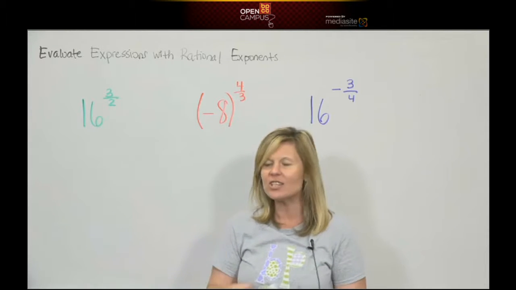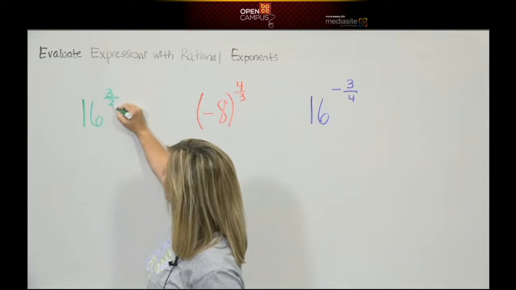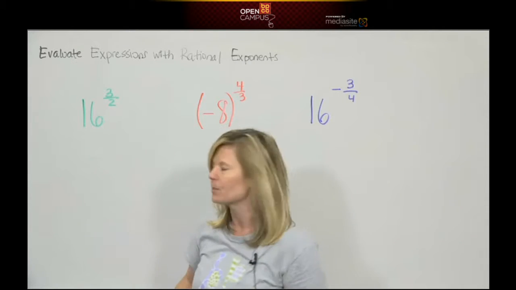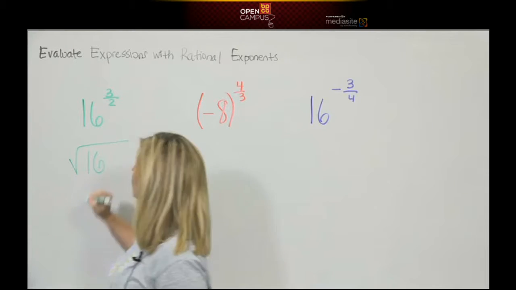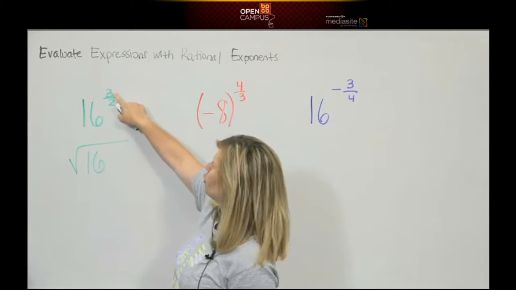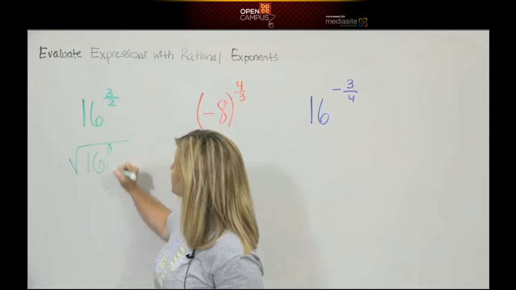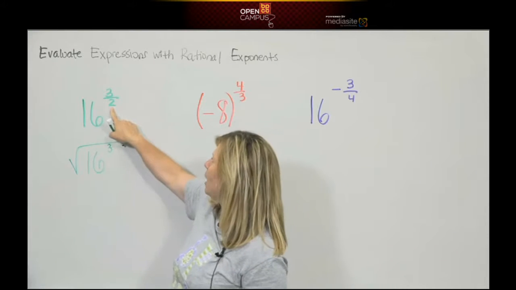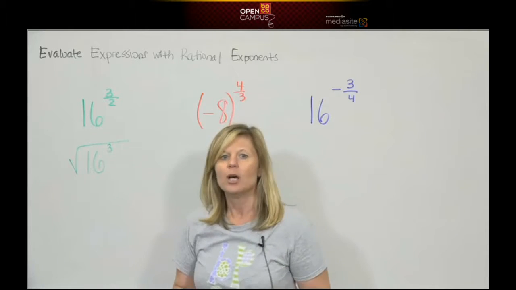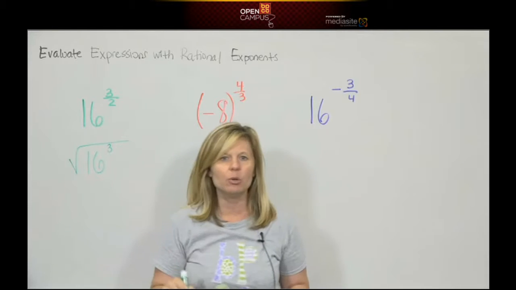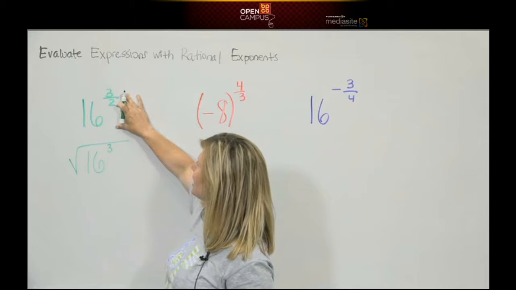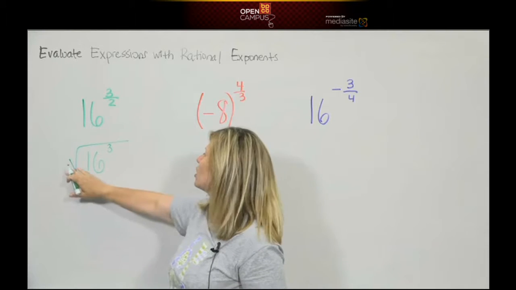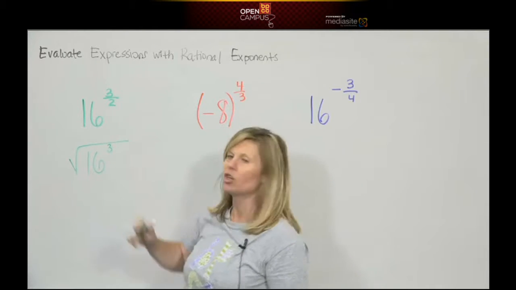Our definition says anytime you have a rational exponent on a base, the base is going to go inside a root symbol. So your base is going to be your radicand. Your numerator is still going to be your exponent, and your denominator is going to be your root. Do I need to write an index of 2? No, it's understood to be there. So this expression, 16 to the 3/2, really means the square root of 16 cubed.